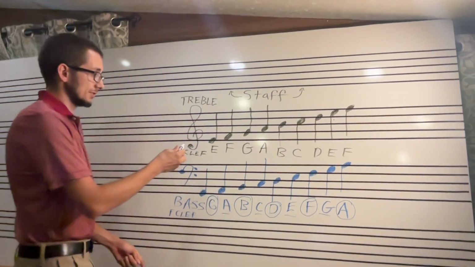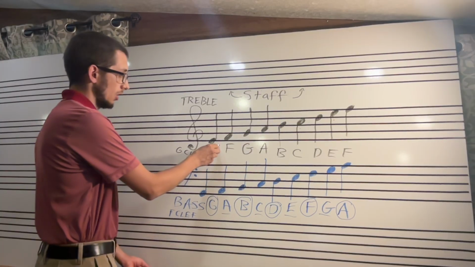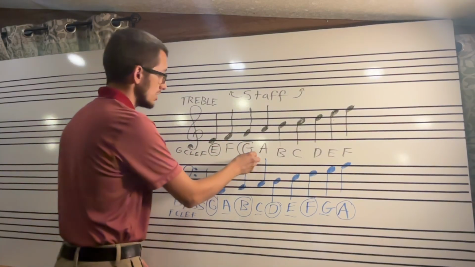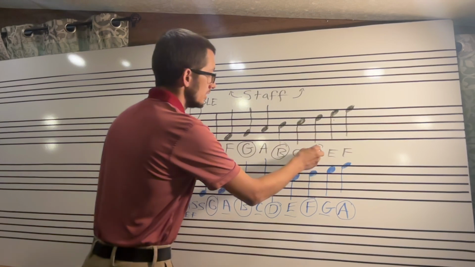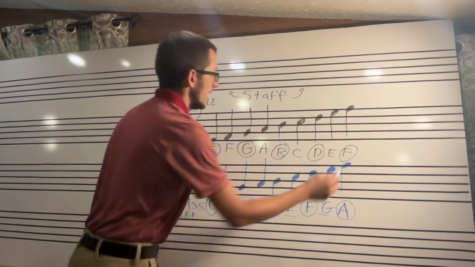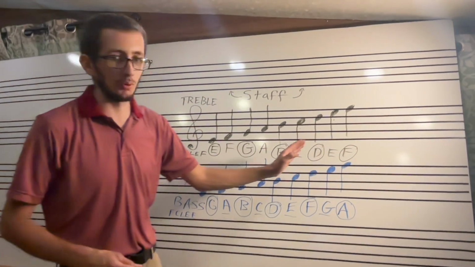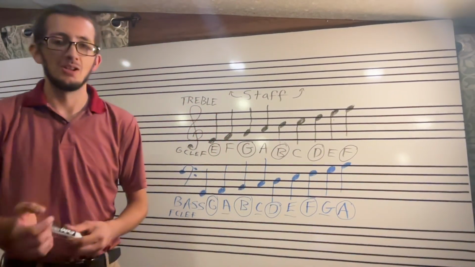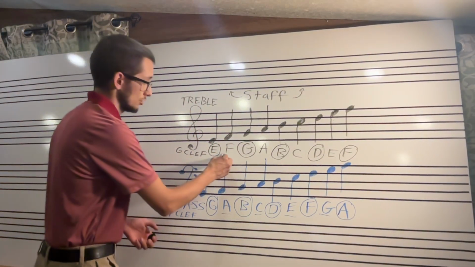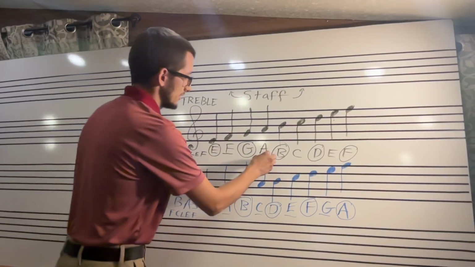The lines of the treble clef are E, G, B, D, and F. Every good boy does fine. And to remember the spaces, you just remember face.